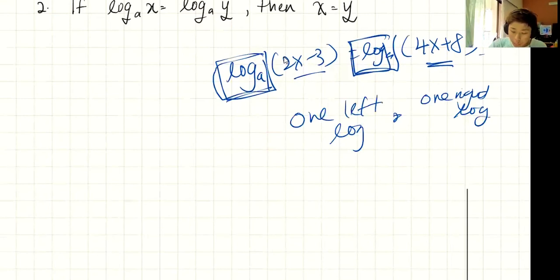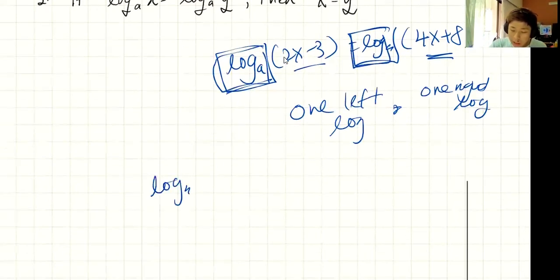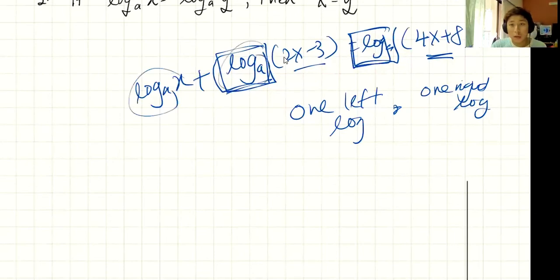Okay, if you have log base a of x plus this, you have two logs on the left hand side. Don't compare yet. What you do is you combine these two logs first. Only compare later on.